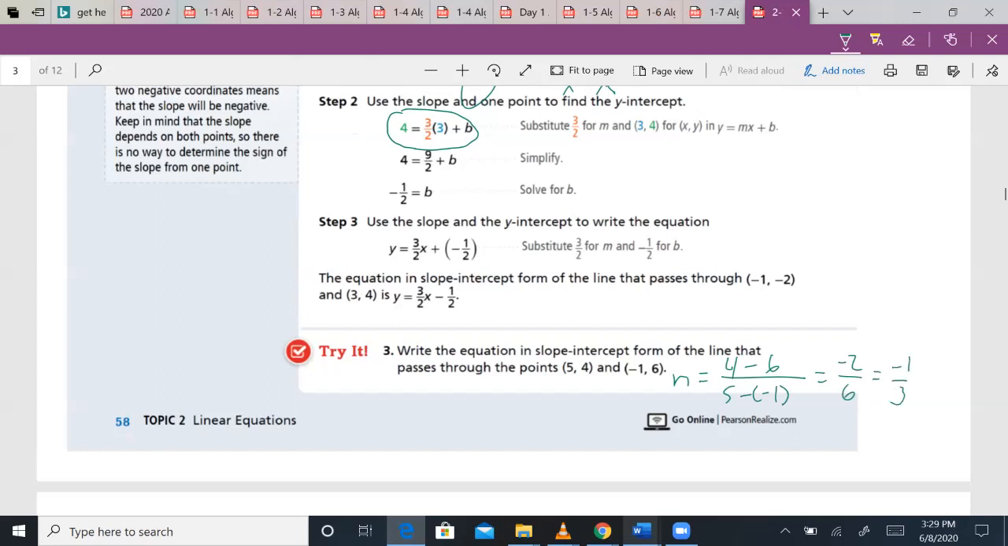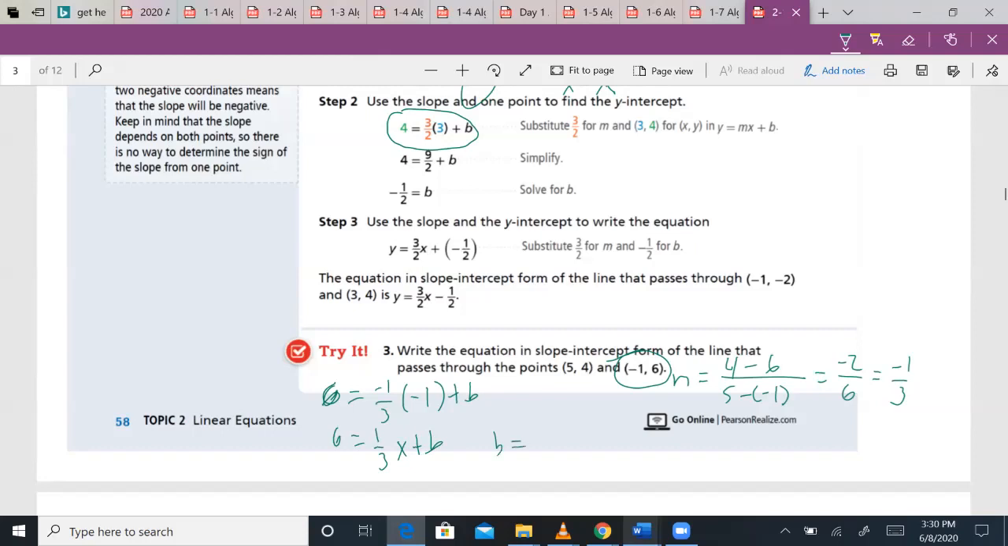Okay, I'm going to use this point right here for the sake of argument, okay? So that's our m. This is our x and y. We're going to use the y equals mx plus b idea. So that means we have 6 equals -1 over 3 multiplied by -1 plus b. Okay, I'm going to multiply these here. 6 equals 1 over 3 plus b.